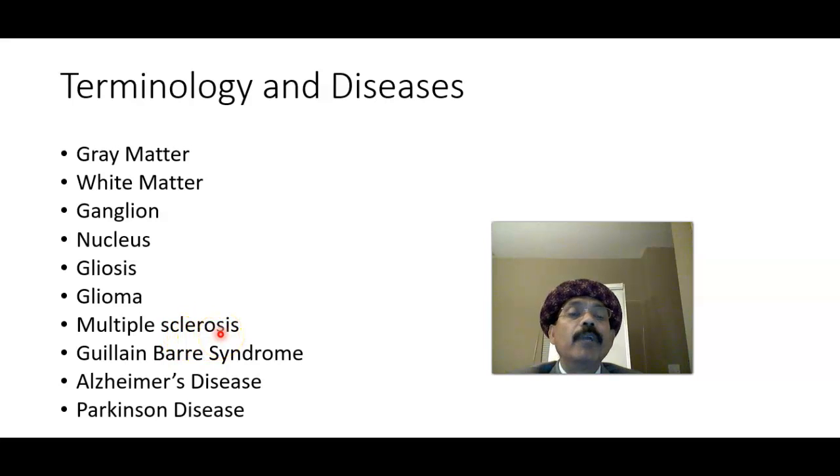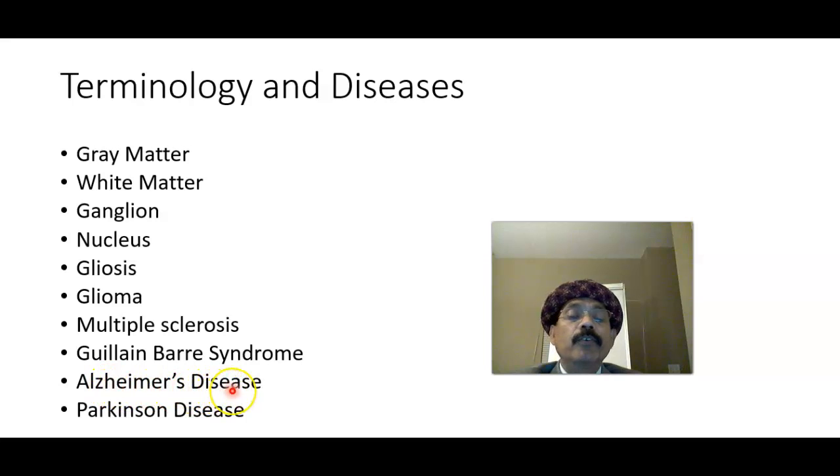Multiple sclerosis is a demyelinating disease of the central nervous system. The myelin around the axons in the central nervous system is lost. Guillain-Barré syndrome is a demyelinating disease of the peripheral nervous system. It may be an effect of food poisoning, of some type of diarrhea, or a complication of vaccination. So there will be peripheral nerve demyelination. But a lot of patients recover completely from Guillain-Barré syndrome.